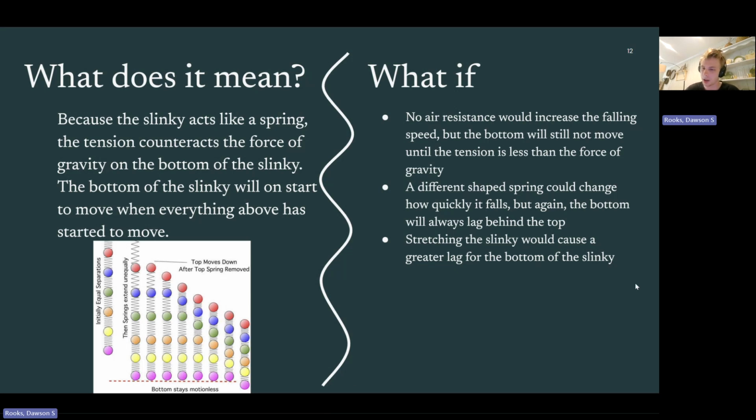So here are some what-if questions. If there is no air resistance, because it's a great question, it's going to go down faster because there's no air resistance to slow it down. But once again, the bottom will still not move until the top has come down on it. A different shaped spring, or just a different spring in general, is going to act differently according to the geometry of the spring. But regardless, the trend is still the same. The bottom will always lag behind the top. And if you stretch the Slinky at the beginning, it's just going to take more time for it to go down, and therefore more time for the bottom to start moving down.